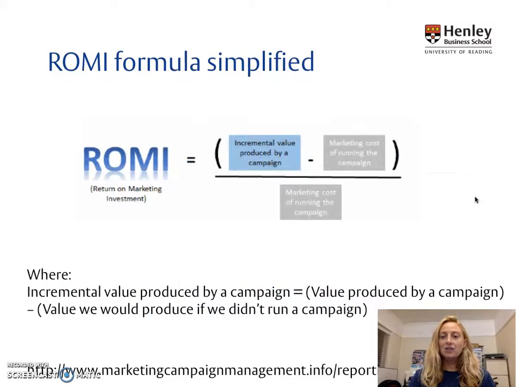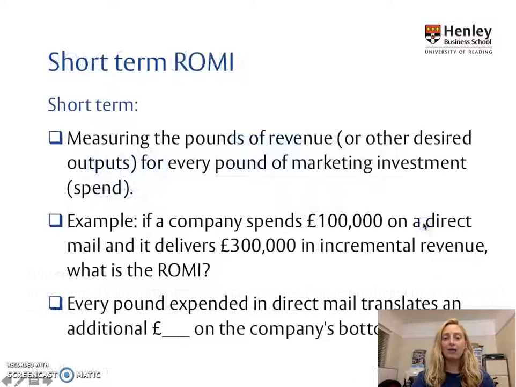So you can see ROMI, and on the top you can see that this is the difference between incremental value produced by a campaign, so what would have happened if you were to invest into marketing, and deduct marketing cost of running the actual campaign. And then you divide by the marketing cost of running the campaign. So these are exactly the same, the last two elements. As you can see, a necessary step in calculating return on marketing investment is the estimation of incremental value produced by a campaign, or in other words, incremental sales that would be attributable to marketing. So let's try and work them out.